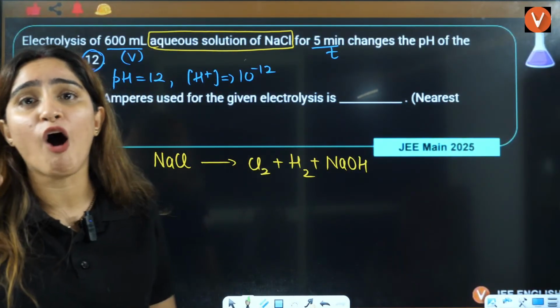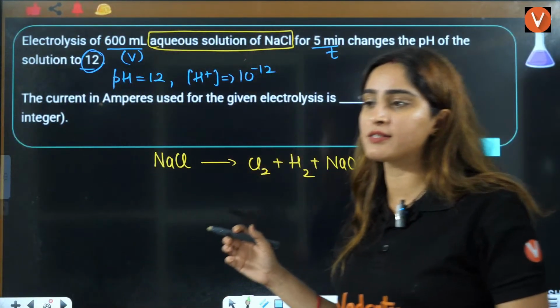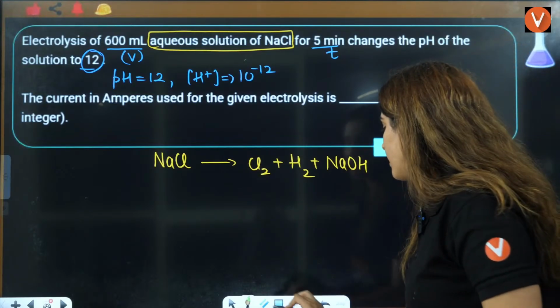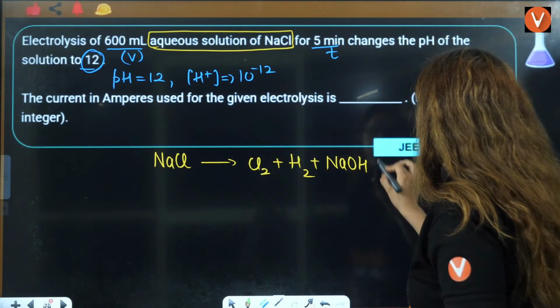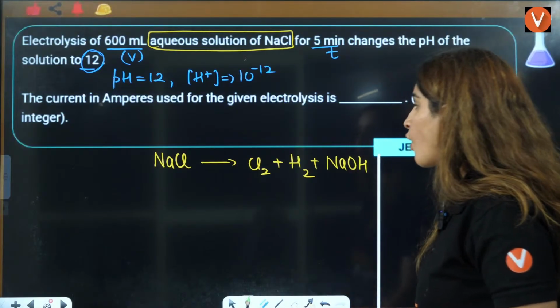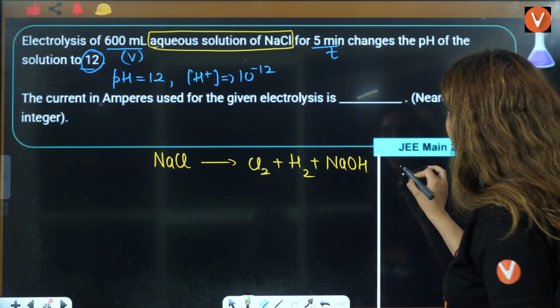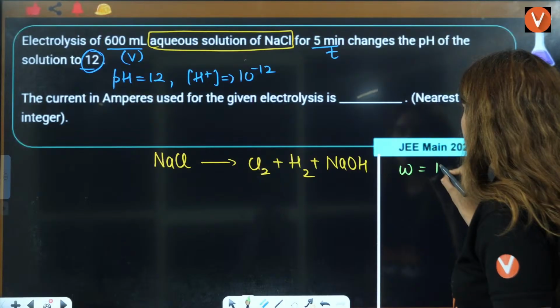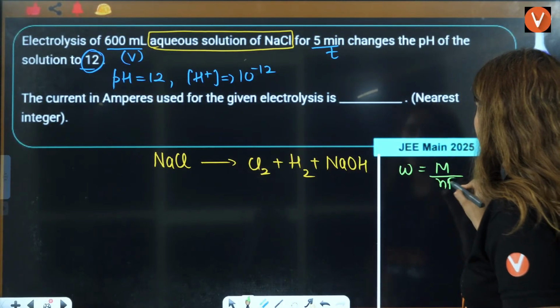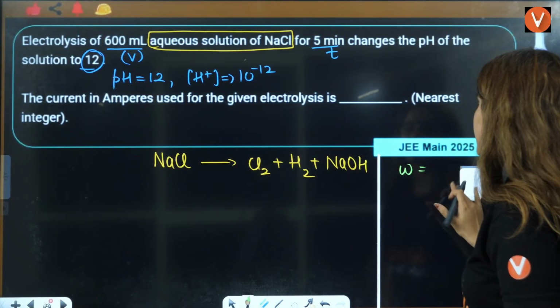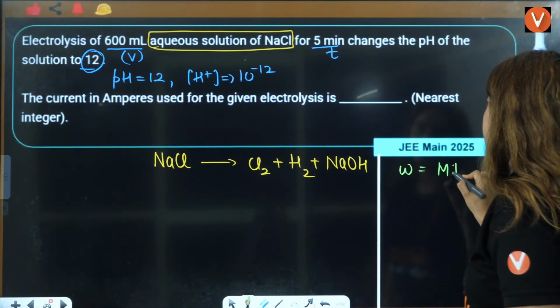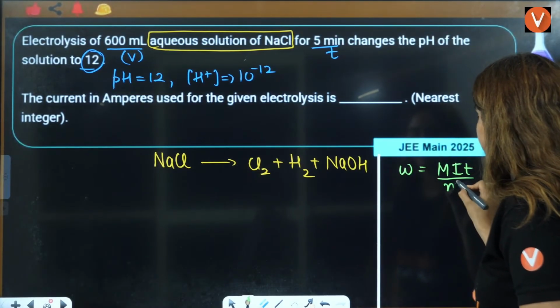Now you will say, ma'am, how come Faraday's law is applied here? See, I'll tell you this here, right? How Faraday's law is applied here. So we have W is equal to M by nF into It over... I would advise you to just remember this thing, right? Because other formulas you can generate from here.